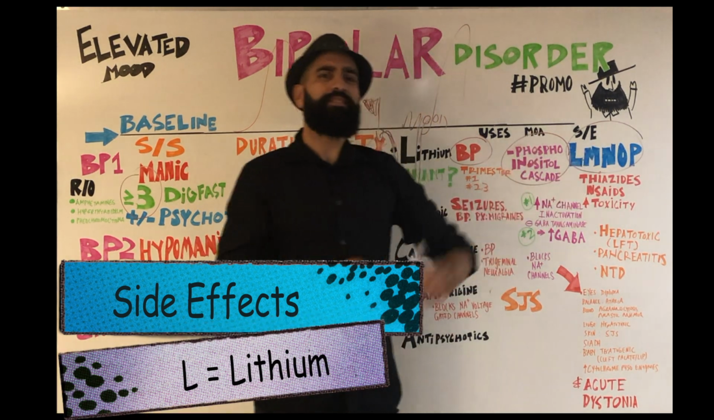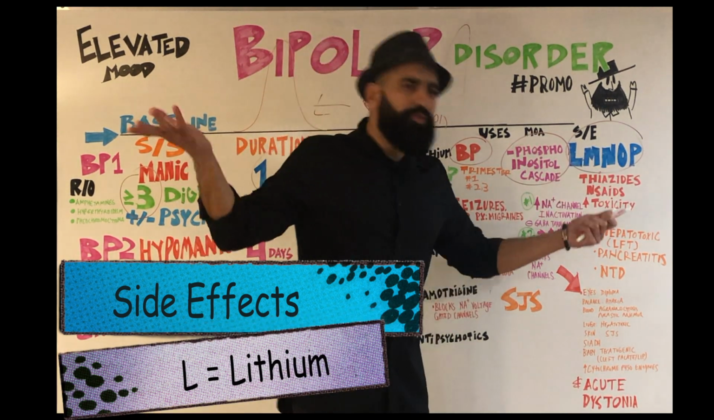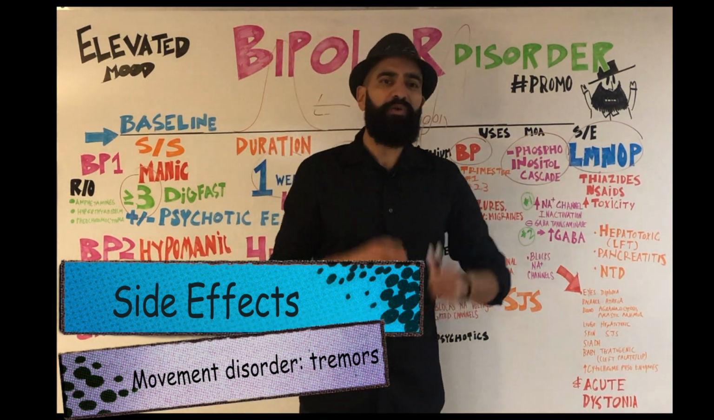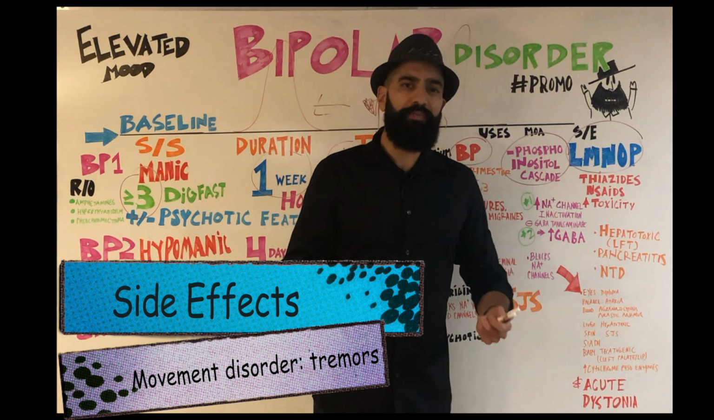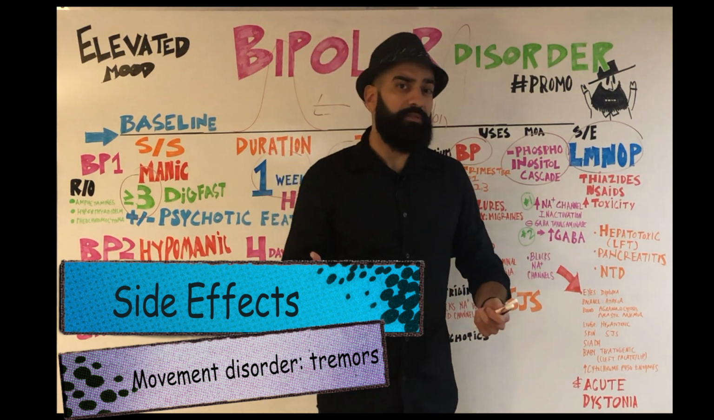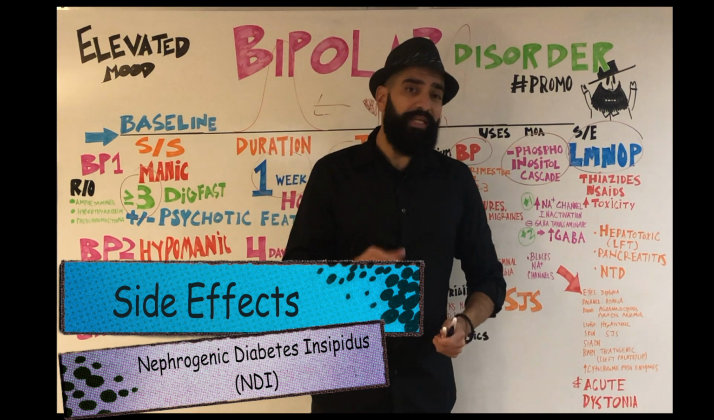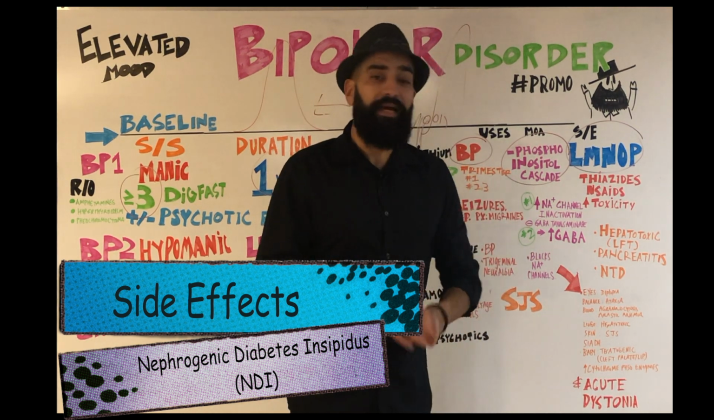The L stands for lithium, so you don't have to memorize much. L for lithium. M stands for movement disorders. What kind of movement disorders are we talking about? Tremors, okay? N stands for nephrogenic diabetes insipidus.